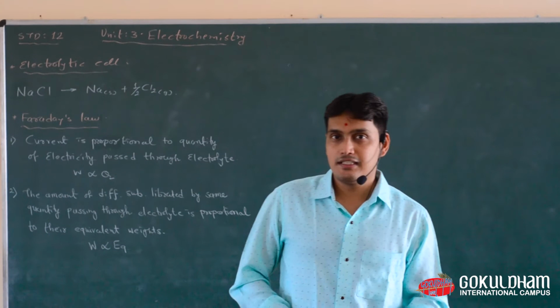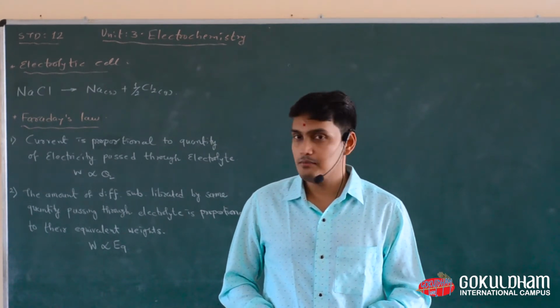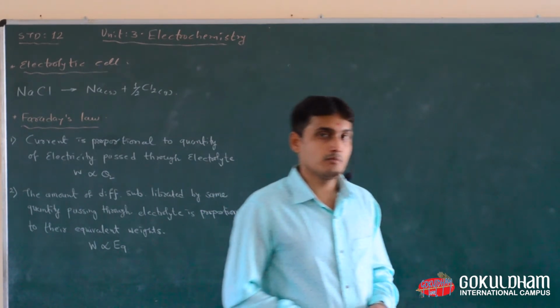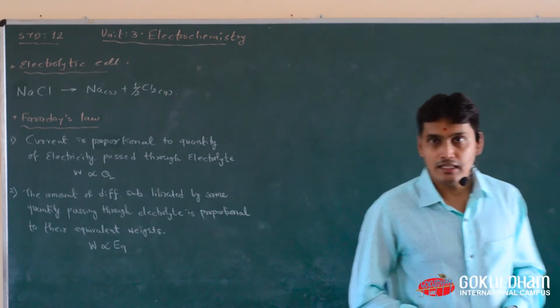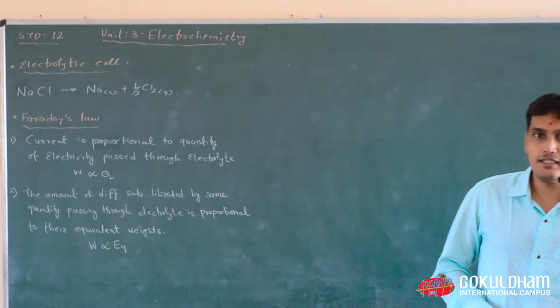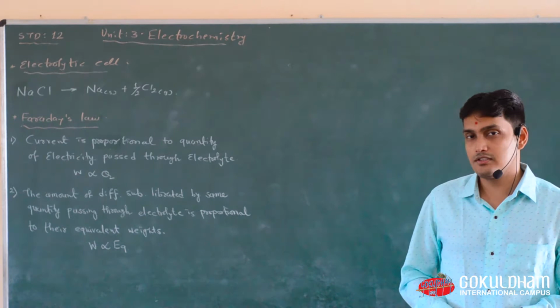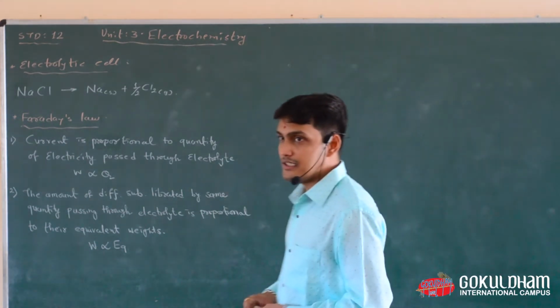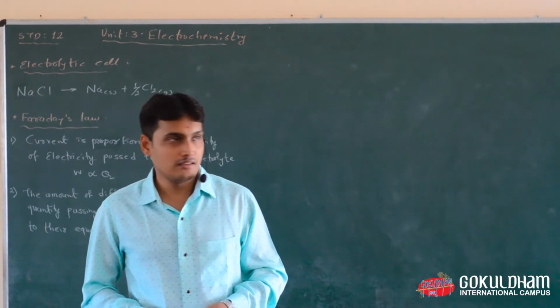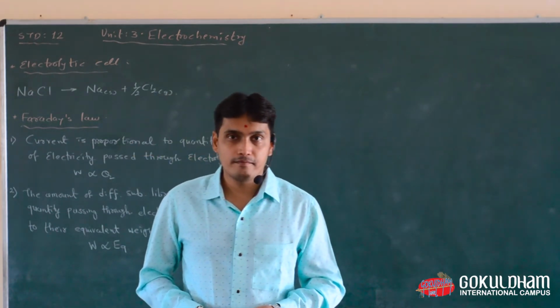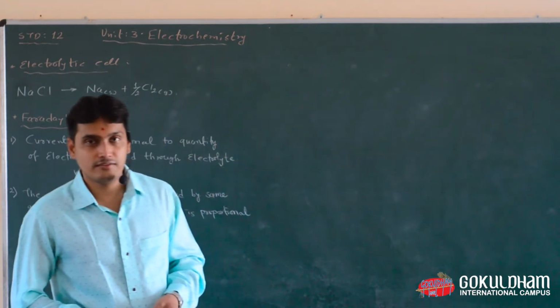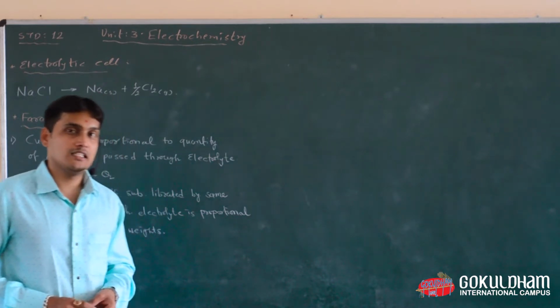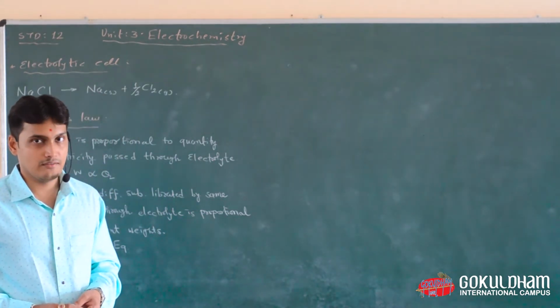In our previous lecture, we discussed the limiting molar conductivity, and we can find the limiting molar conductivity by Kohlrausch's law. That portion is in the electrochemical cell. Now from today, another section will start. That section is the electrolytic cell.